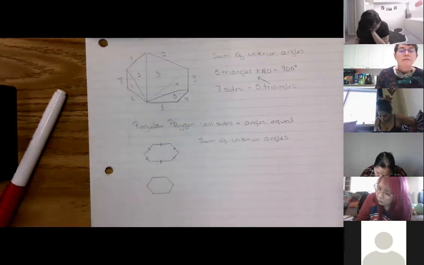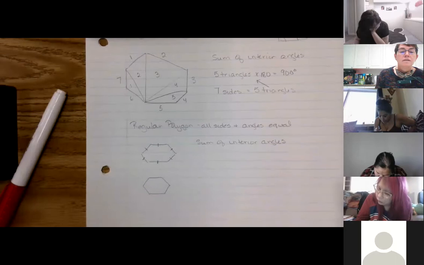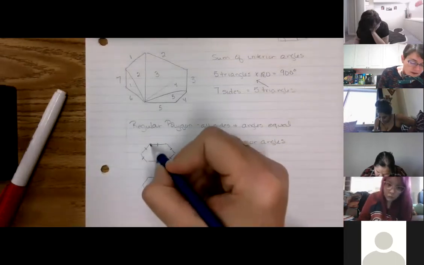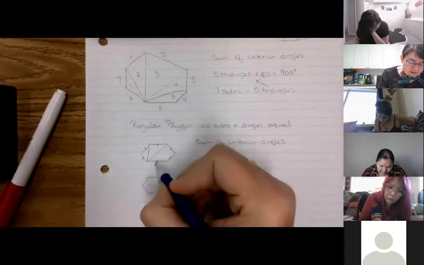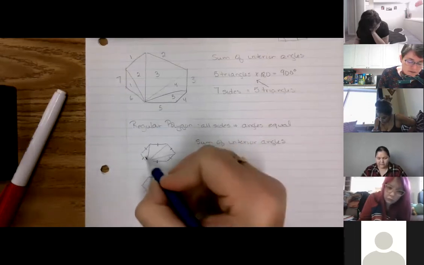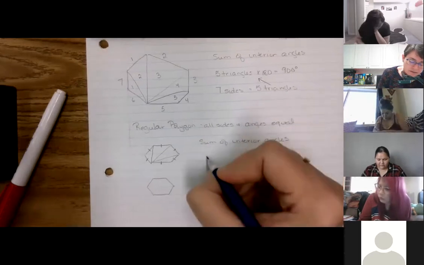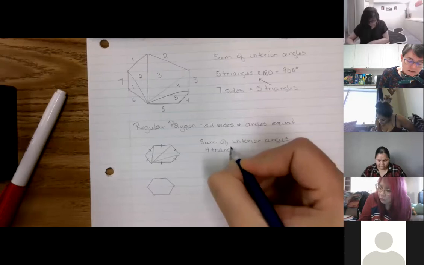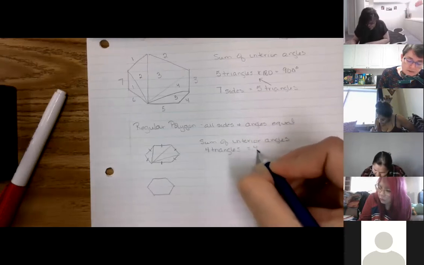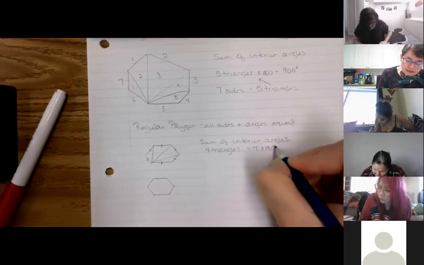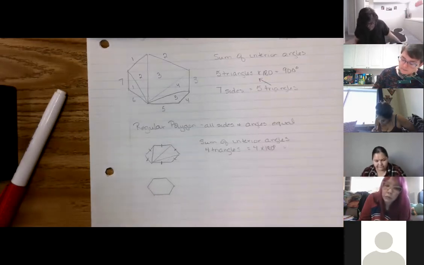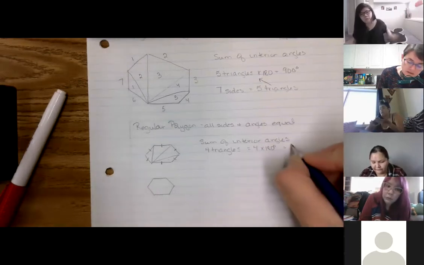That one's getting better, getting closer. All right, so I'm going to divide it up because that's just easiest. 1, 2, 3, 4. So 4 triangles is equal to 4 times 180, which is 720 degrees.